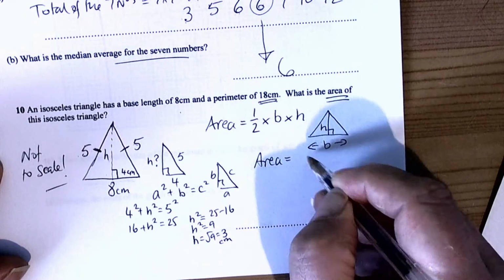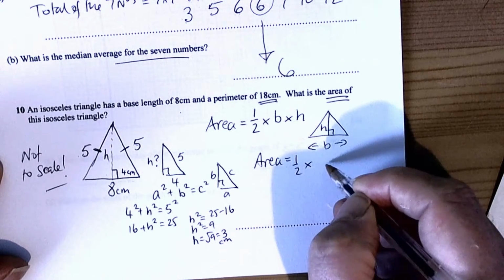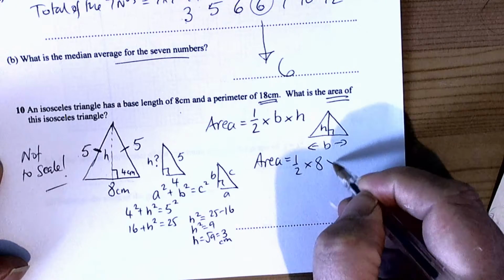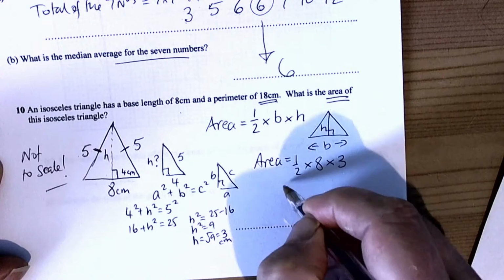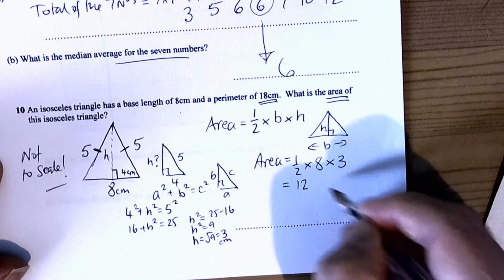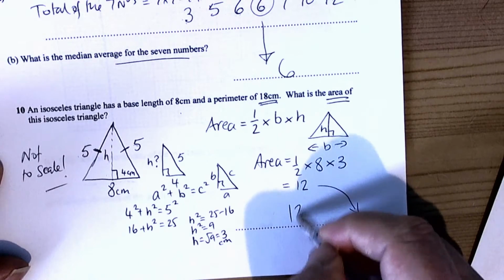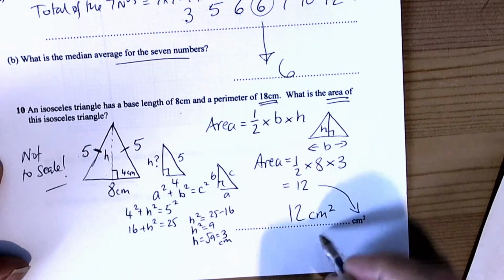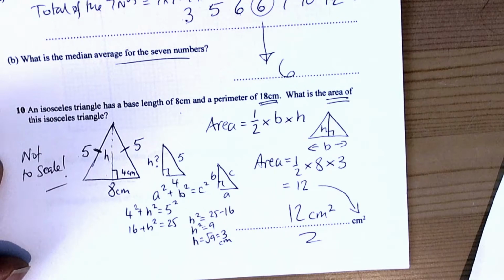So the area of the triangle was a half times the base length. Well, the base length in this triangle was 8. We've worked out the vertical height was 3. And if we do a half of 8, that's 4, times by 3 is 12. The question already told us the units, but you should really be in the habit of writing the units out so that you don't miss them.